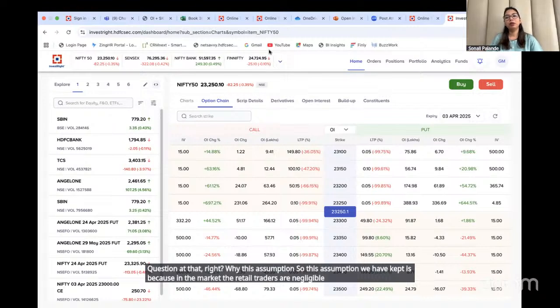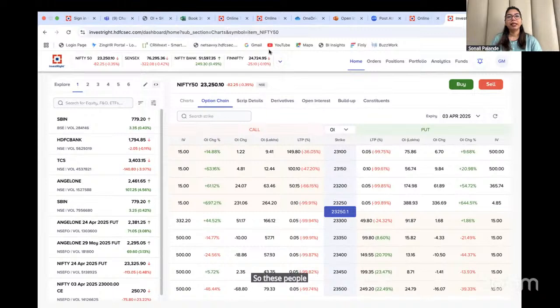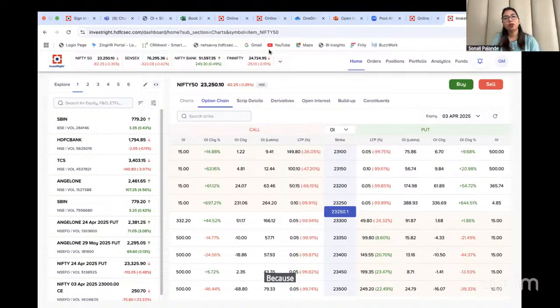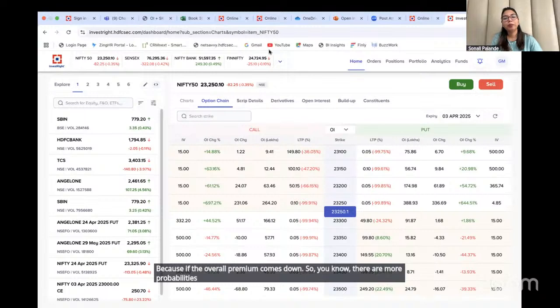Most of the heavy numbers are created by the institutional traders, big traders, the smart money that we call, right? So these people go by option selling. Why? It's a slightly different topic, but there are three conditions of the market. The option seller has an edge where even if the market moves nowhere, because of time decay he or she starts to make money because the overall premium comes down. So there are more probabilities for the option sellers to make a profit technically.